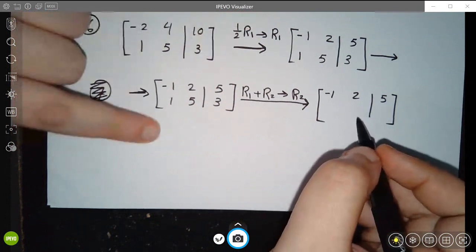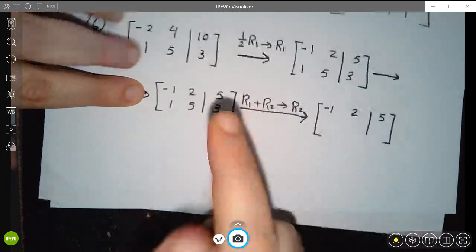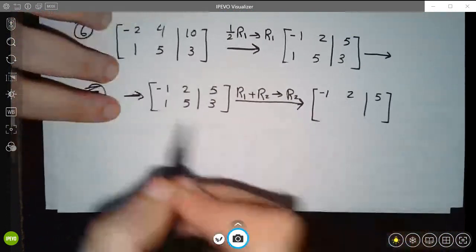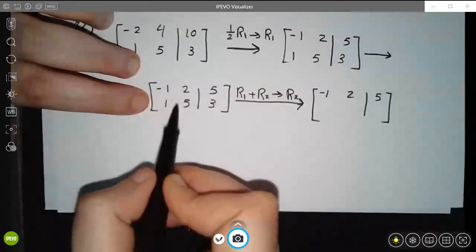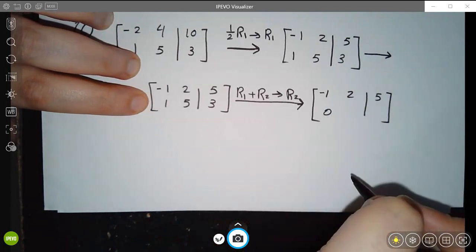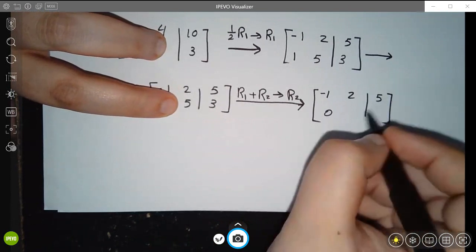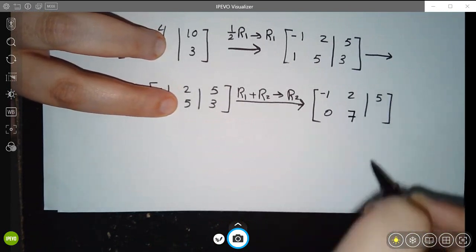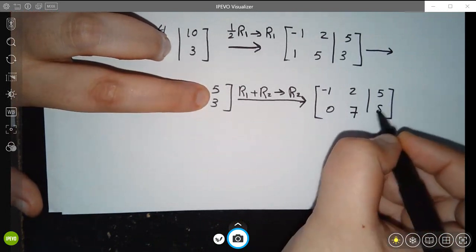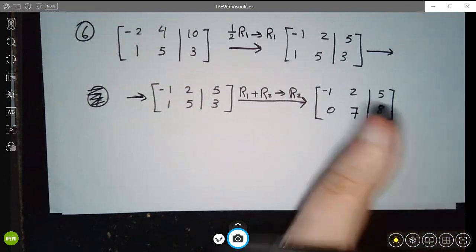Yeah? Now, let's work on R2. It says R1 plus R2. For the x value, you have -1 plus 1, and that's 0. That's the result. Now, you have 2 plus 5, and that's 7. That goes here. And 3 plus 5, that's 8, and that goes here. So this is my new matrix. So far so good?